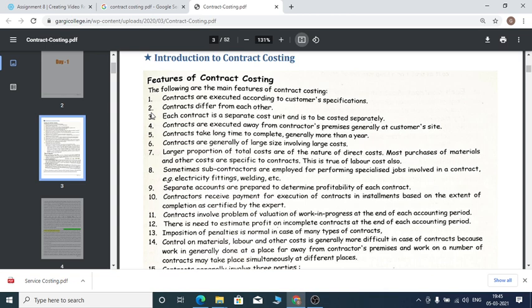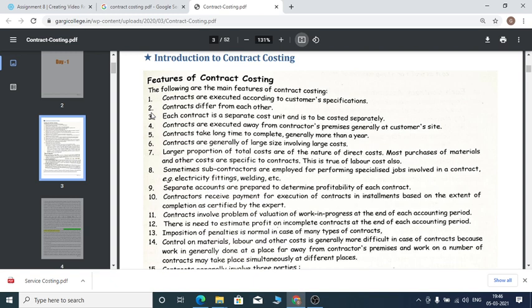As I already told you, every contract is different. One contract is totally different from another contract because the demand of every customer is different. For example, maybe customer A requires a 10-floor building to be constructed, and customer B demands a 5-floor building. So every contract is different. That's why you have to record the cost of every contract in a different manner, in different accounts.